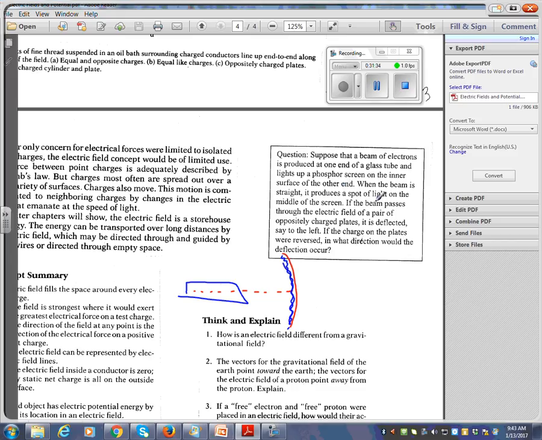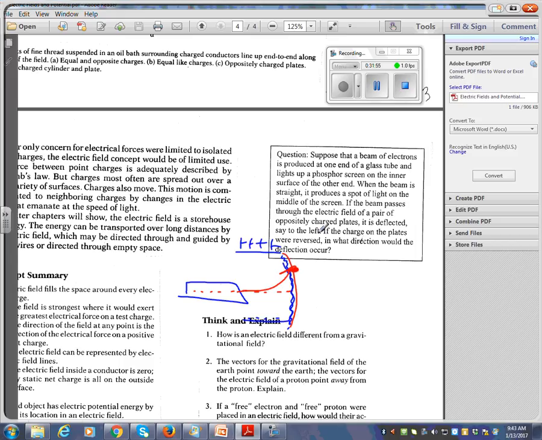If the beam passes through the electric field of a pair of oppositely charged plates, so if I put some plates here and I make this positive and I make this negative, right? The beam passes through the electric field of a pair of opposite plates, it is deflected, say to the left, or in this case, in my drawing here, let's say it's deflected up. And so now my point on the screen is there.